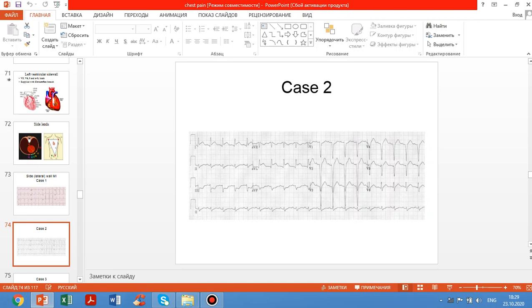In this slide, you can see also the elevation in first, AVL, and V5 and V6 leads, and reciprocal changes on the third, the depression you can see, and AVF also you can see the depression in those leads.